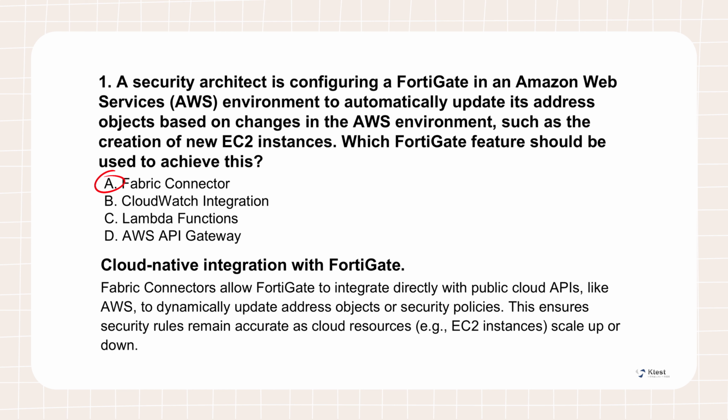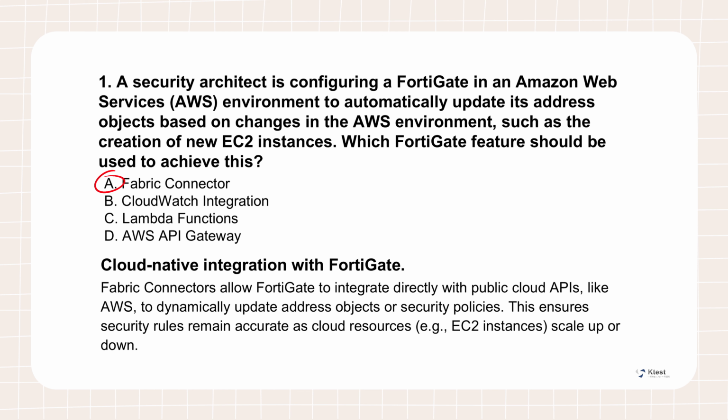Think about, say, a big AWS setup, new EC2 instances launching, others shutting down all the time. Each one gets a dynamic IP. Now, if your firewall rules rely on static IP lists, well, you're constantly playing catch-up manually. Which means gaps in security. Big gaps, and it's just not scalable.